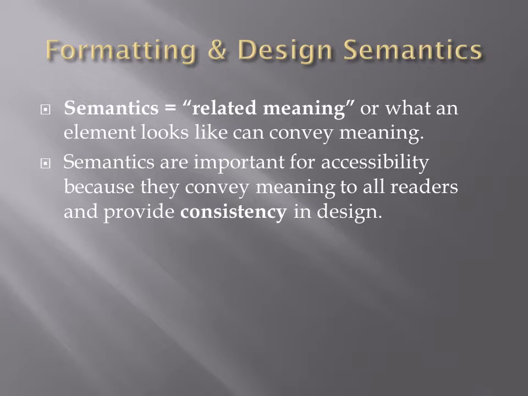Semantics are important for accessibility because they convey meaning to all readers and provide consistency in design. Things like using heading level text and bold font to mark the start of a major content area and to give it emphasis. Having your text be a different color, using the same graphical image if it has alt text to it. All of these can be examples of design semantics.